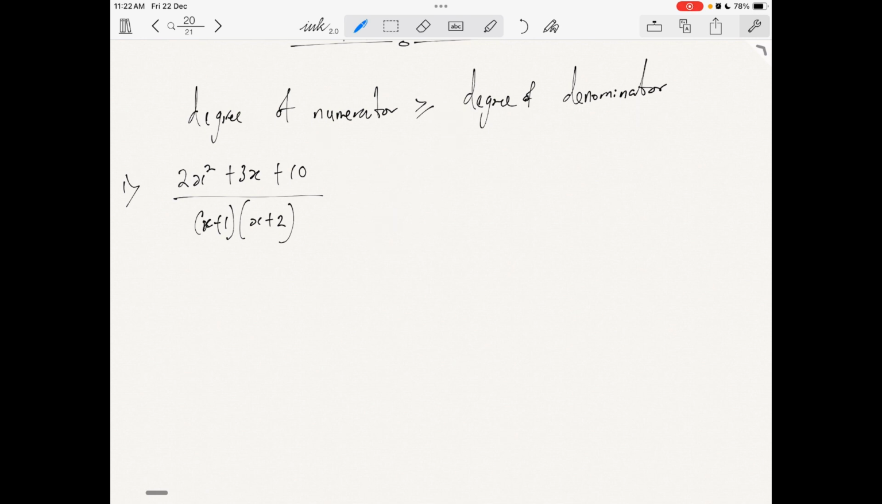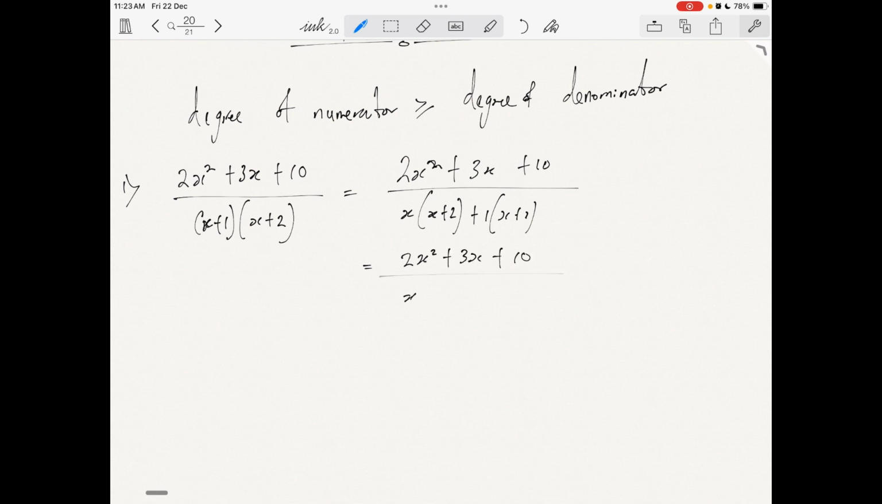So to perform a polynomial division, we expand the denominator. So you have 2x squared plus 3x plus 10 divided by x into x plus 2 plus 1 into x plus 2. So this will give us 2x squared plus 3x plus 10 divided by x squared plus 2x plus x plus 2. So this will give us 2x squared plus 3x plus 10 divided by x squared plus 3x plus 2.